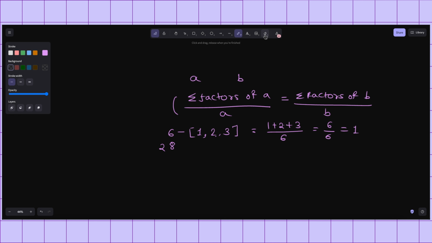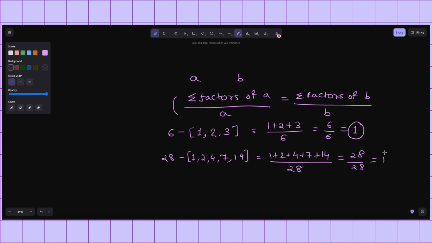Now let's calculate for 28. The factors of 28 will be 1, then 2, then 4, then 7, since 4 sevens are 28, 6 will not be there, and we directly have 14. Now 1 plus 2 plus 4 plus 7 plus 14 divided by the number that we have. So 2 plus 1 is 3, 3 plus 4 is 7, 7 plus 7 is 14, and 14 plus 14 is 28. So 28 by 28 will be 1. As you can see, the ratio of the first number and the ratio of the second number are the same. So 6 and 28 are a friendly pair.